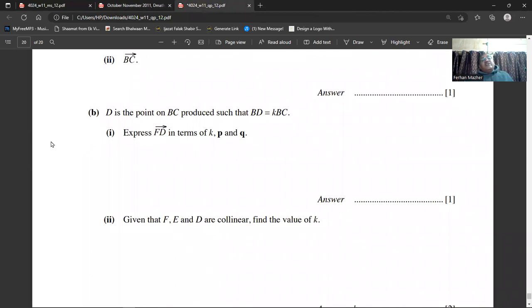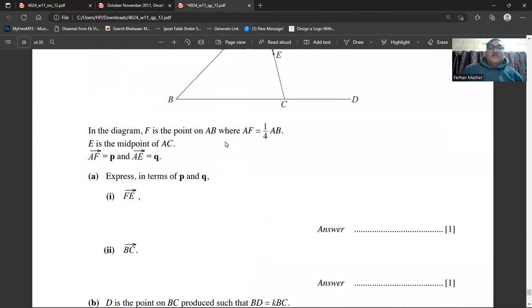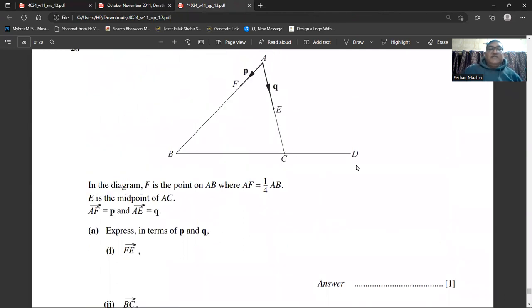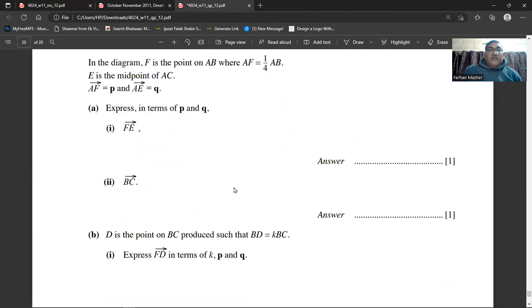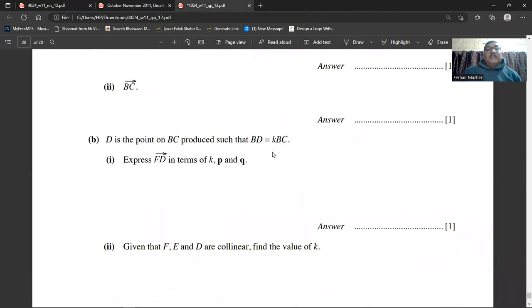Then the question is, D is the point on the BC produced such that, they're talking about this, BC produced. So here we have D. So they are in a straight line. He says that the BC produced such that the BD is K times BC, and express the FD in terms of K, P, and Q.